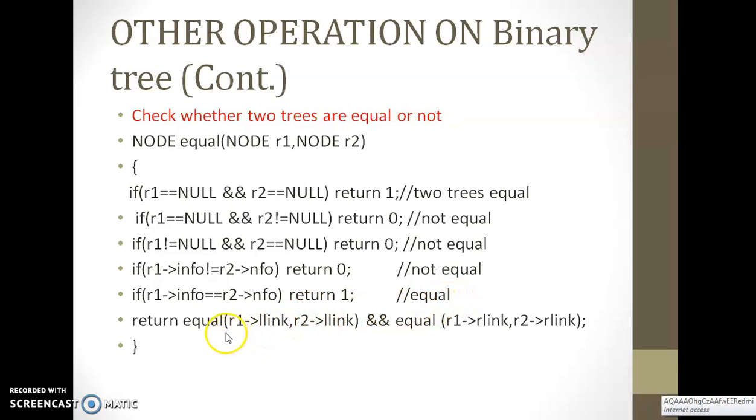Similarly, you have to check all the elements in the left child and the right side. If the left child and right child are equal in both the trees, that time it is equal. Recursively these values will be checked. Then based on the values, we find whether the two trees are equal or not.